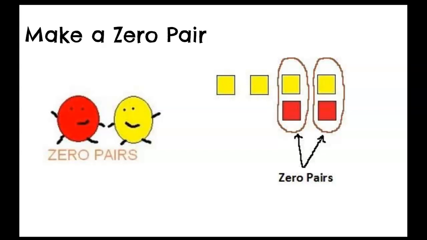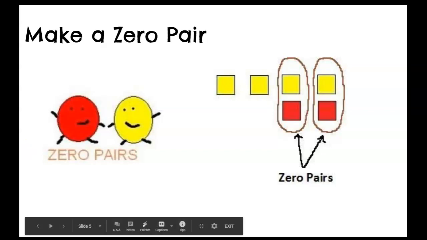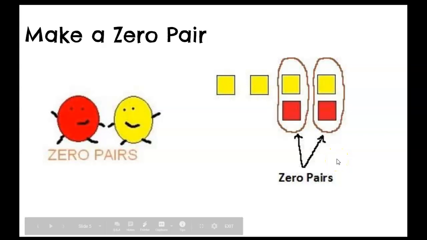Good evening. This video is on modeling addition and subtraction of positive and negative numbers. So we're going to start by talking about something called a zero pair. A zero pair means that you have a positive 1, which is the yellow dot, and a negative 1, which is the red dot. And we call them a zero pair because one negative and one positive make 0.